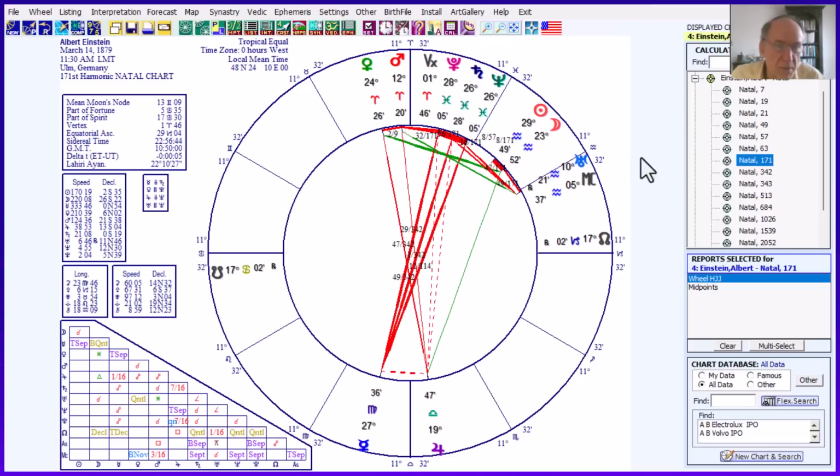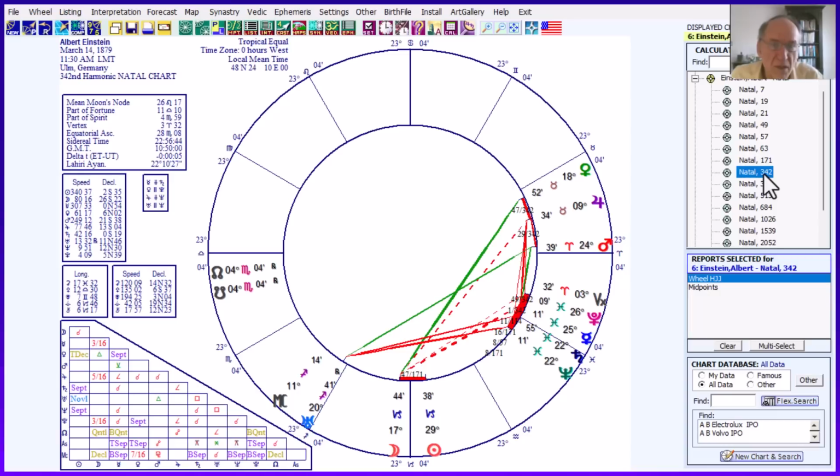When we multiply by 2, now we have something very simple. All 4 planets are in 342 vibration, all within 4 degrees. How often does that happen? In how many vibrational charts will somebody have 4 planets within 4 degrees?